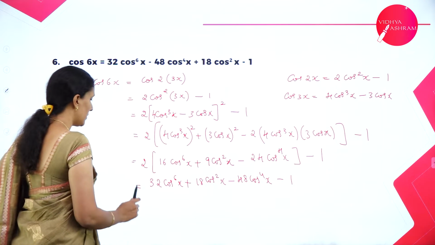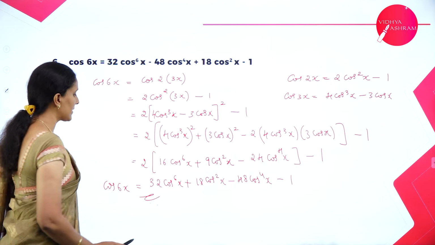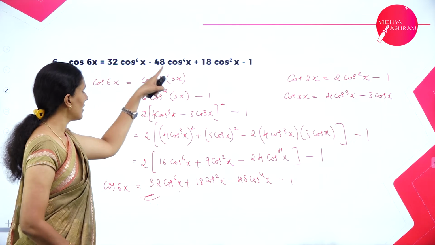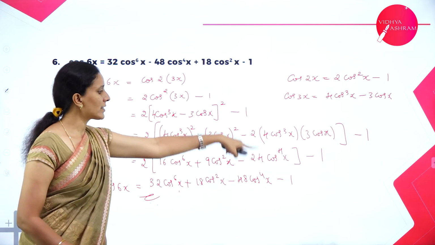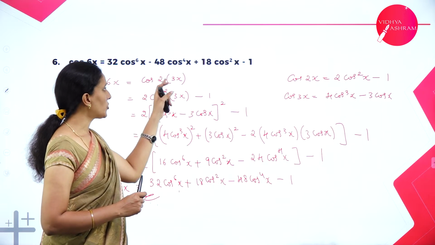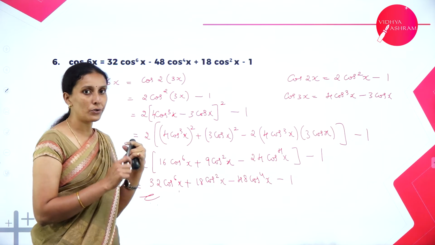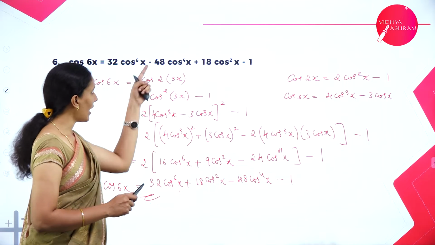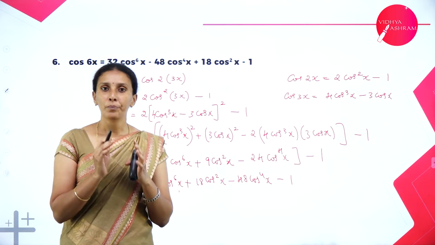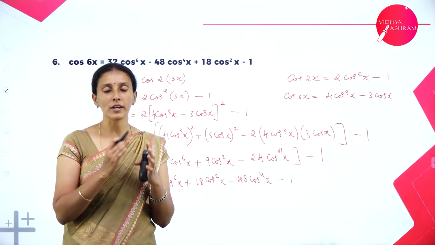So this will give you cos 6x: 32 cos power 6x plus 18 cos square x minus 48 cos power 4x minus 1. So again here also, using the cos 2x formula by taking x as 3x and then expanding it using the formula of cos 3x, we can derive the identity. So these are a few proofs for the identities of multiple angles in terms of cos, sine and tan.